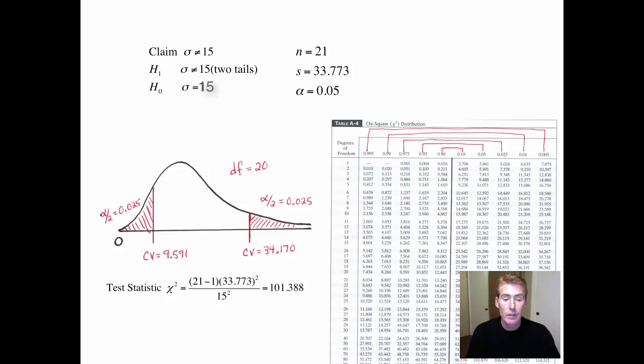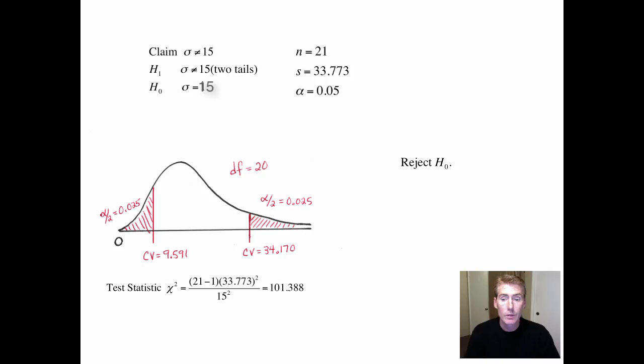So now it's time for the formula. Like I said, you just need to type this into the calculator yourself. This is degrees of freedom. This is the sample standard deviation squared. And then the number from the claim, 15. That turns out to be a 101, which obviously goes past 34.17. So reject H sub 0, which means we actually did prove something. And actually, since this lands to the right, that means the standard deviation is much higher. As you can see from the sample, this is much higher than a 15.